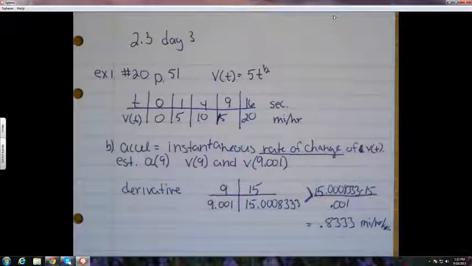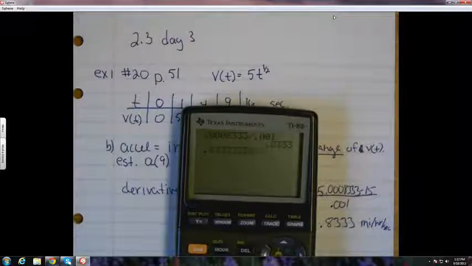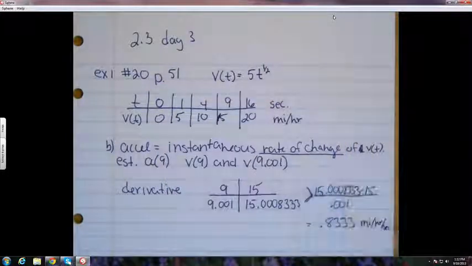Okay, it says make a conjecture about the exact value of A9. Do you know what fraction this is? 0.83333, probably repeating. If you don't, turn it into a fraction. Looks like it's about 5/6 is our estimate. Let's see what we got.